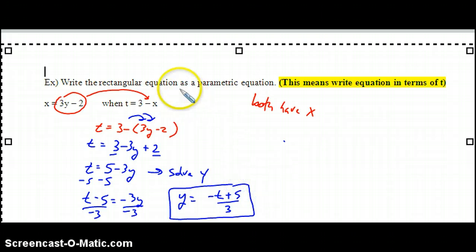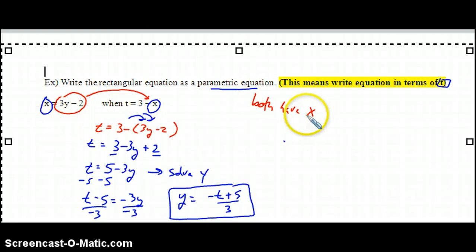So when I went about to solve this one, it says write the rectangular equation as a parametric equation. In order for it to be a parametric equation, it has to have the t in it. So I don't want to eliminate the t. I had to look at this and say, because this equation has an x in it and this equation has an x in it, that's what I can make substitutions with. If they both had y's in it, then I'd solve for y and make the substitution. But for this one, because they both had x's, I solve for x and then substitute in for x. Because my final answer has to have that third variable in it. It has to have a t, and this one does.